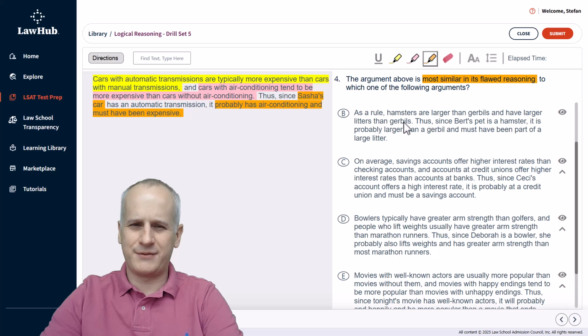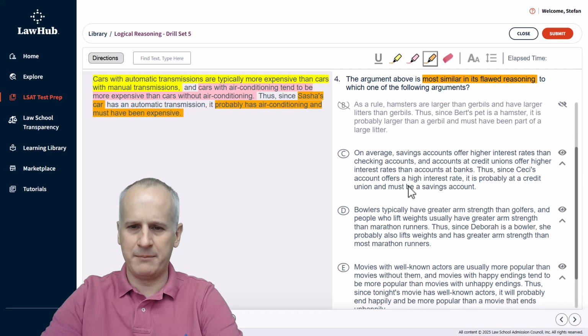Okay, so that's fine. But since Bert's pet is a hamster, it is probably larger than a gerbil and must have been part of a large litter. Well, yeah, this is a valid argument. We don't want a valid argument. So as soon as we recognize that B is valid, we can eliminate it and move on to C, D, and E.